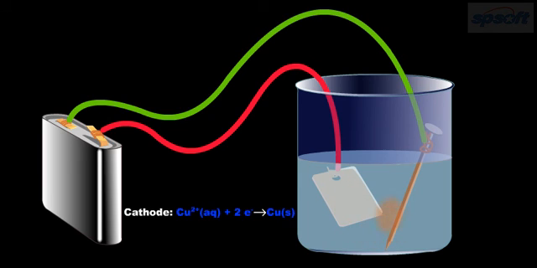Cathode: Cu2+(aq) plus 2e- gives Cu(s). This process continues and the brass cathode gets plated with copper. During the whole process, the concentration of copper ions remains constant in the solution.